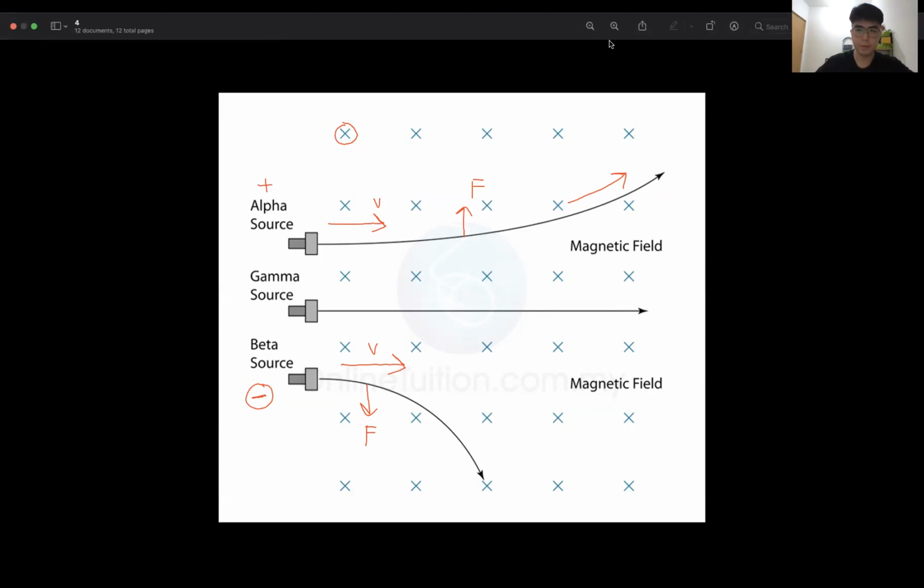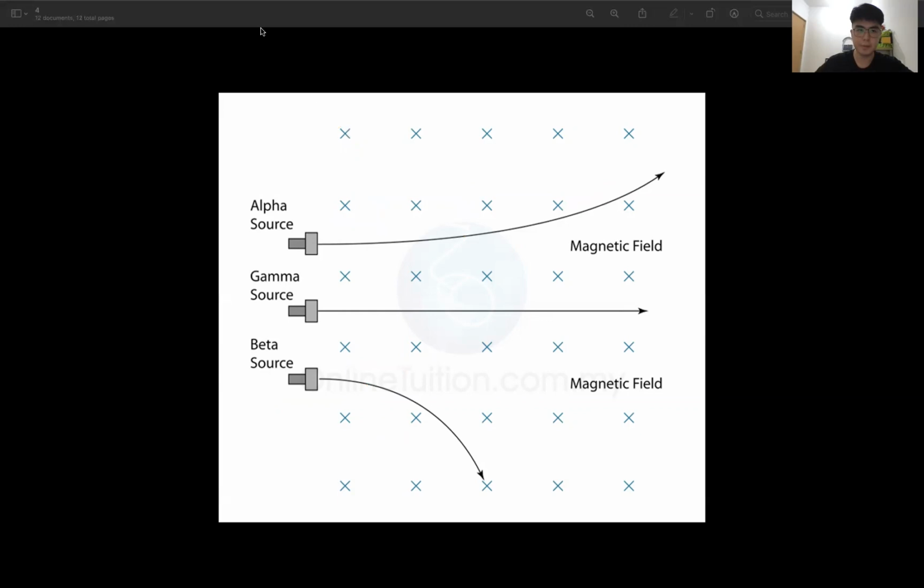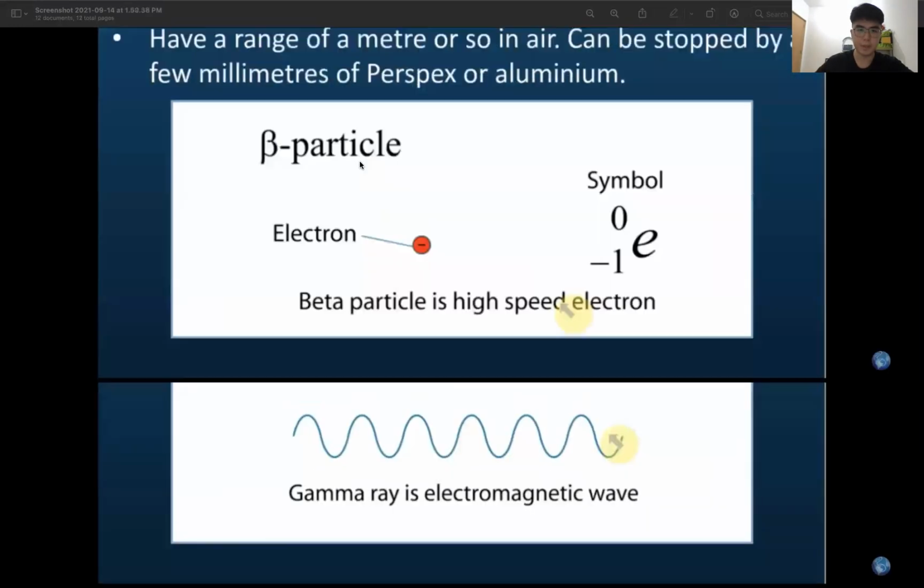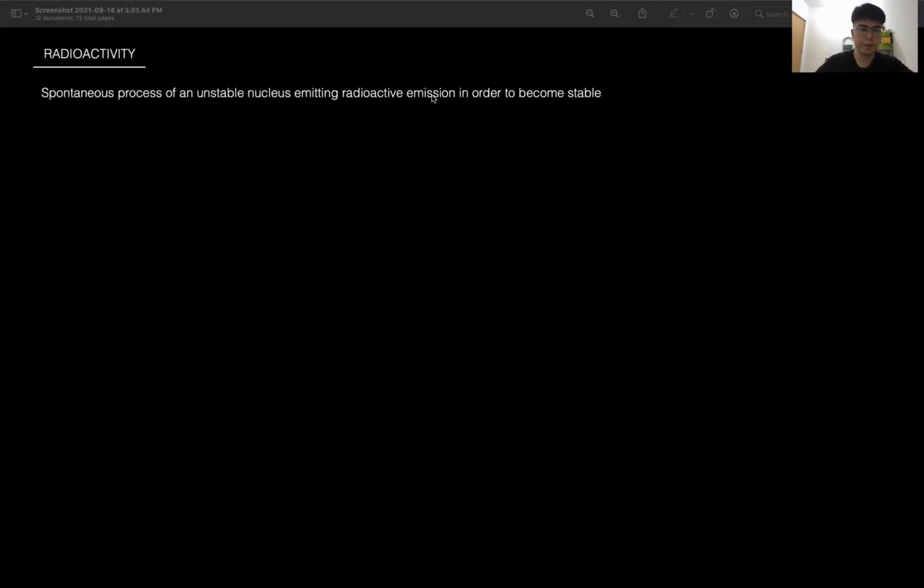Erase this out. We go back to the board. Okay, this is the next one. We will talk about the alpha decay process. So we have alpha decay, beta decay, and gamma decay.